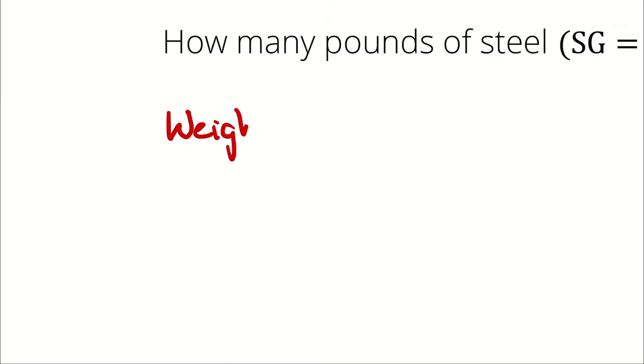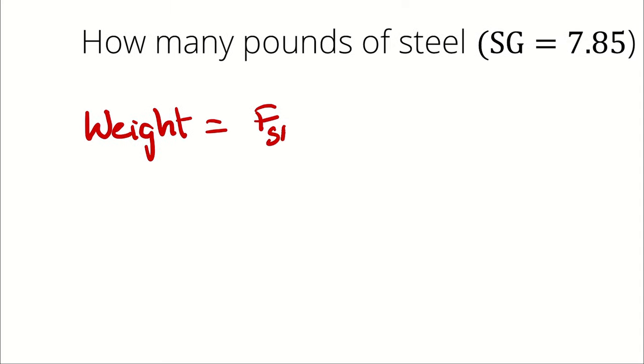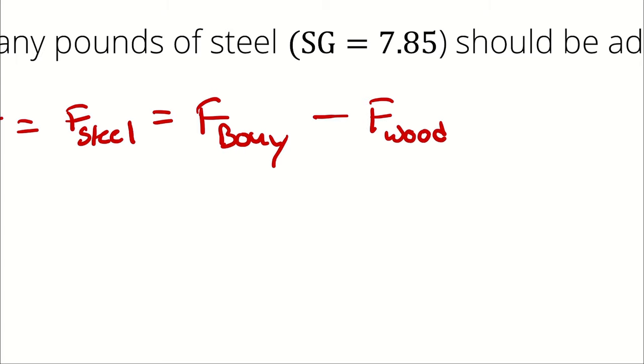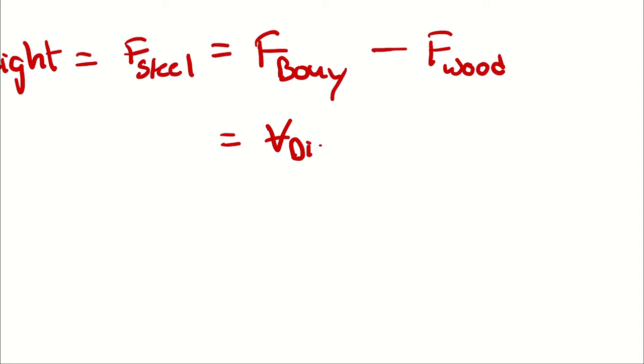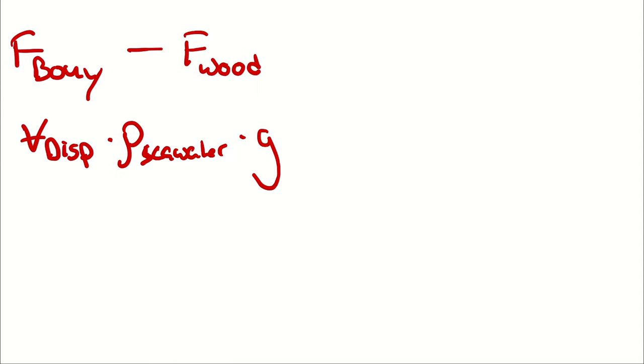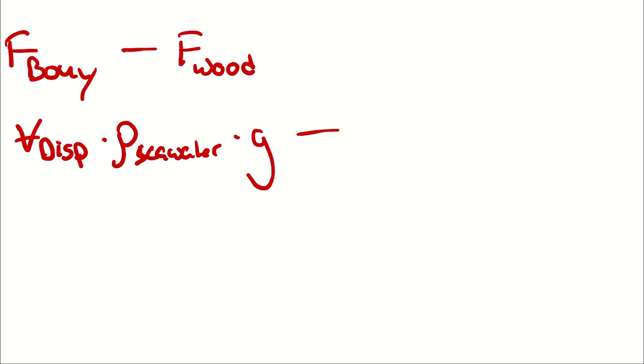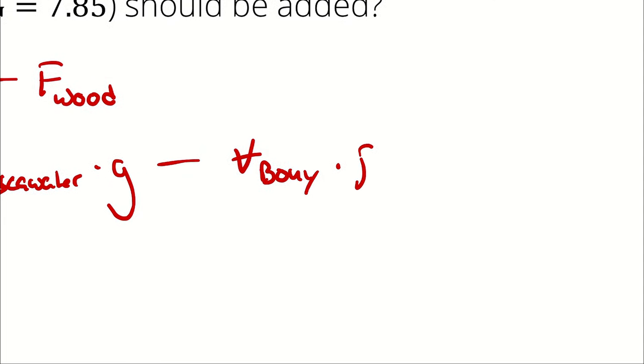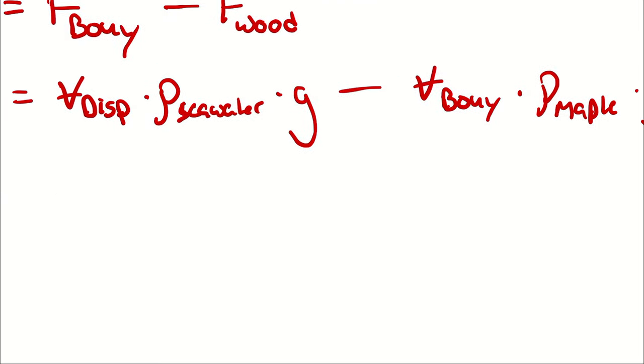The weight of the steel, which I'm calling F_steel, is equal to the buoyant force, F_buoy, minus the weight of the maple. And that's volume displaced multiplied by the density of water, which is seawater here, multiplied by gravity, minus the force of the wood, which I'm going to write as the volume of the buoy, times the density of the maple, times gravity.